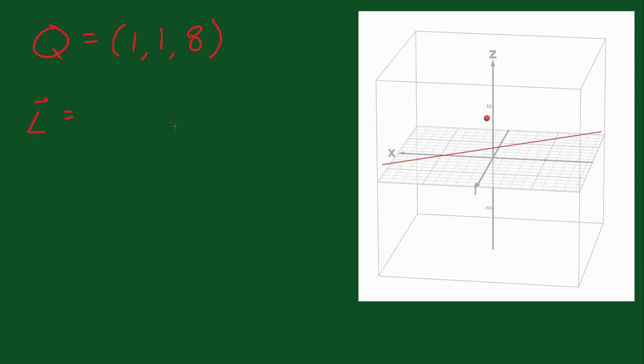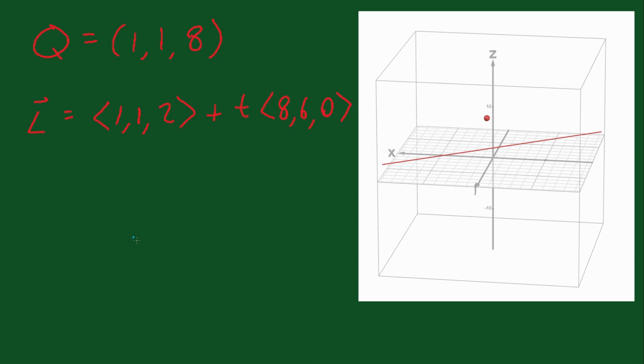Let's say we have point Q, and point Q is at (1, 1, 8). And let's say we have our line, and we have the vector equation of the line. The vector equation of the line is (1, 1, 2) plus t multiplied by (8, 6, 0).